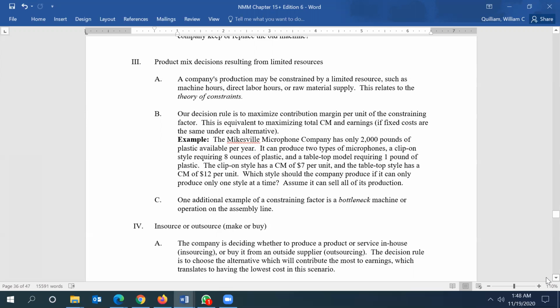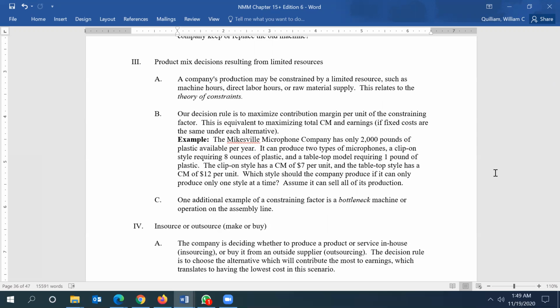So I will show you now in terms of a limited amount of raw material, which is plastic. So looking here at B, well, our decision rule is to maximize contribution margin per unit as a constraining factor. This is equivalent to maximizing total contribution margin and earnings if fixed costs are the same under each alternative, which they always will be for us. So we can look at contribution margin and it'll be easy for us. So here's an example. If we went to North Florida and went to the little town Mikesville, the Mikesville Microphone Company has only 2,000 pounds of plastic available per year. So there's our constraining factor.